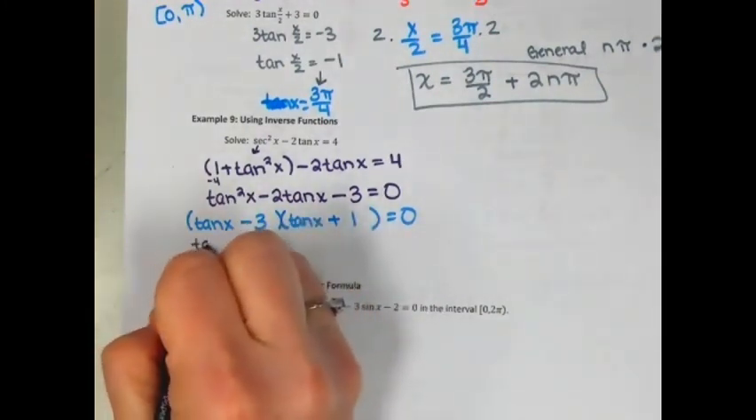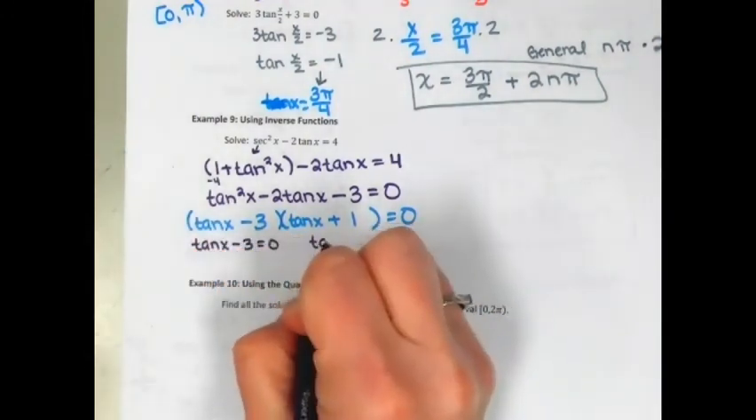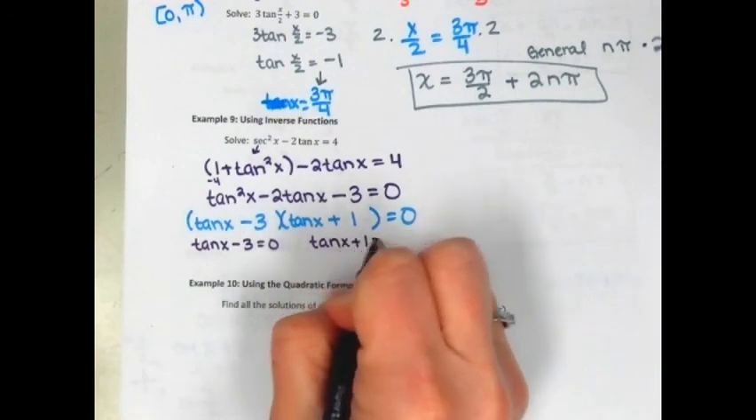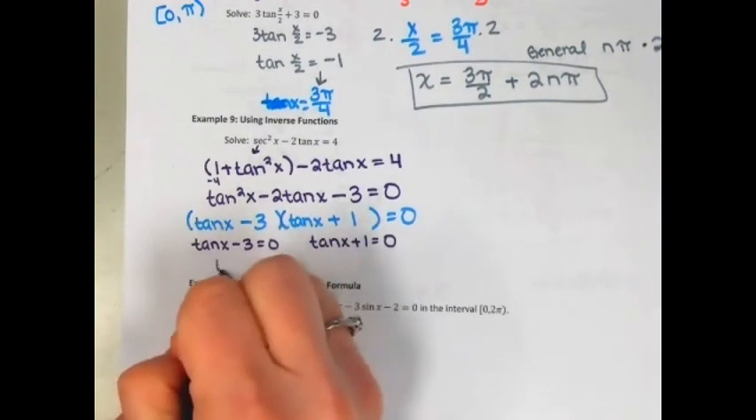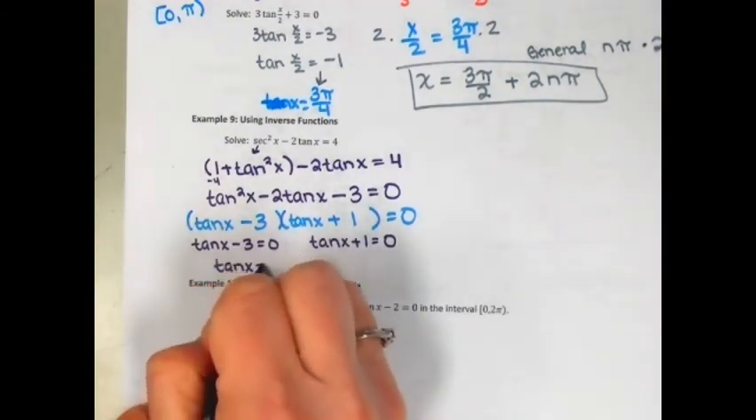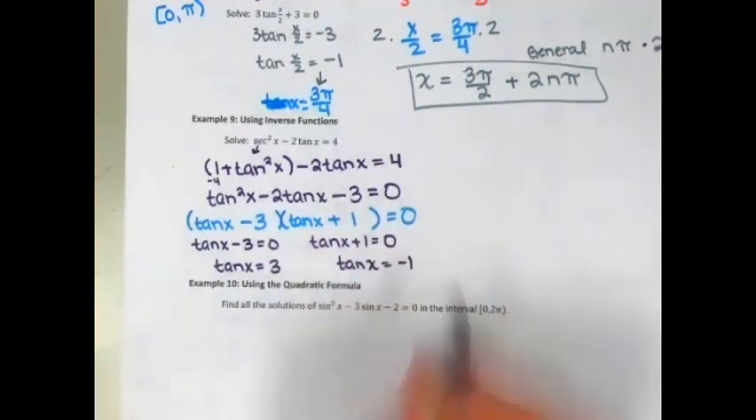All right. Now, once we have it factored, what do we do? Set each group equal to 0 and solve. So what's my first one? Tangent of x equals 3. And then the tangent of x equals negative 1.